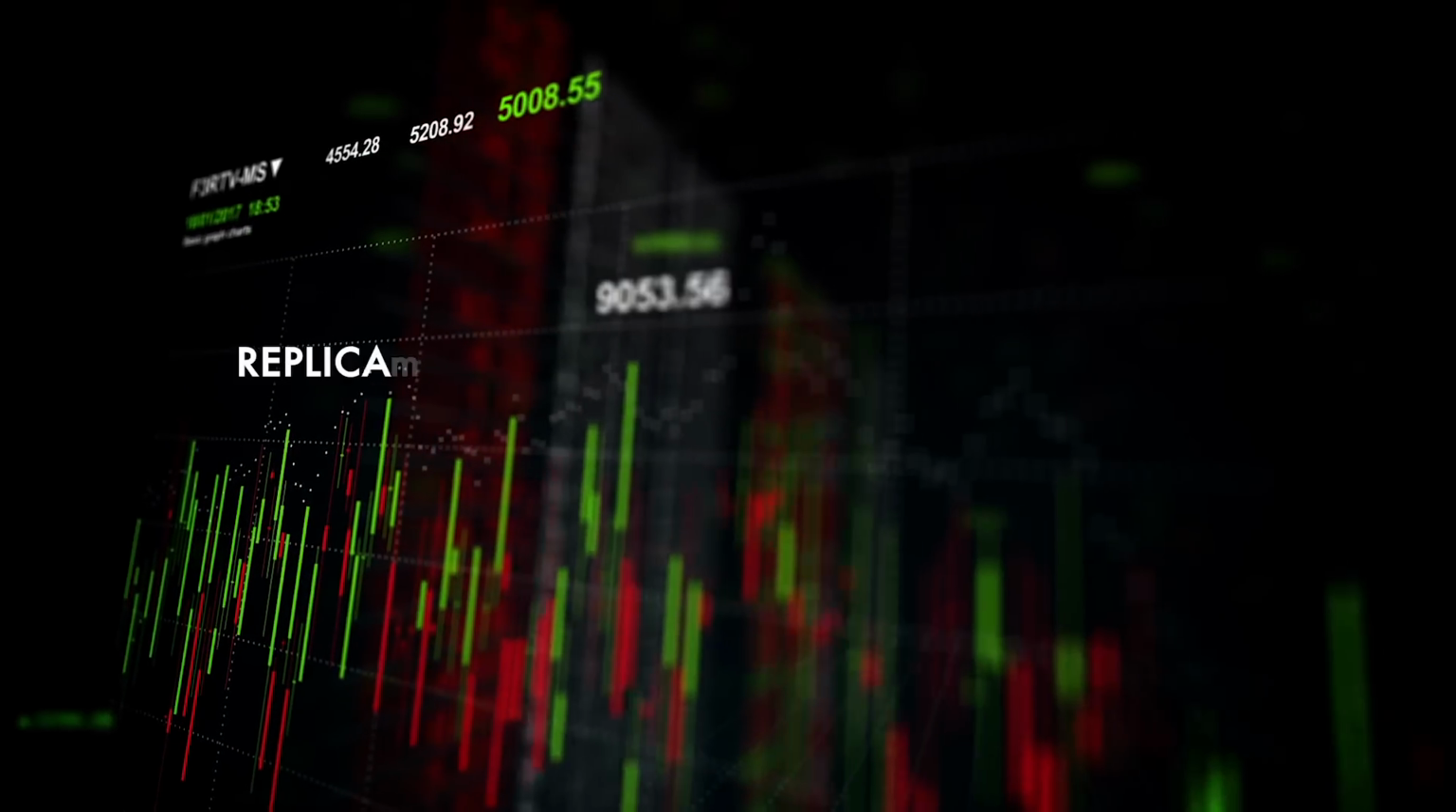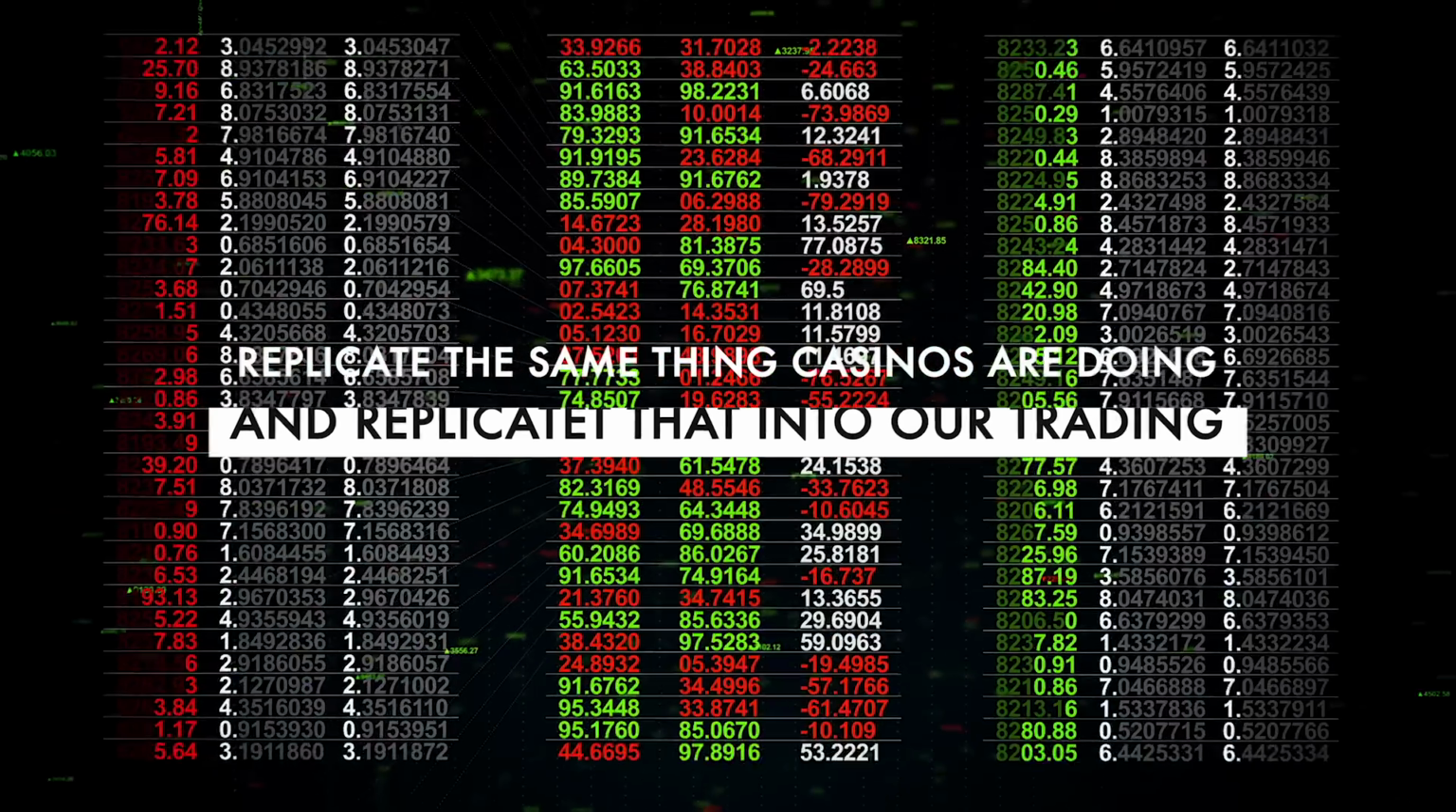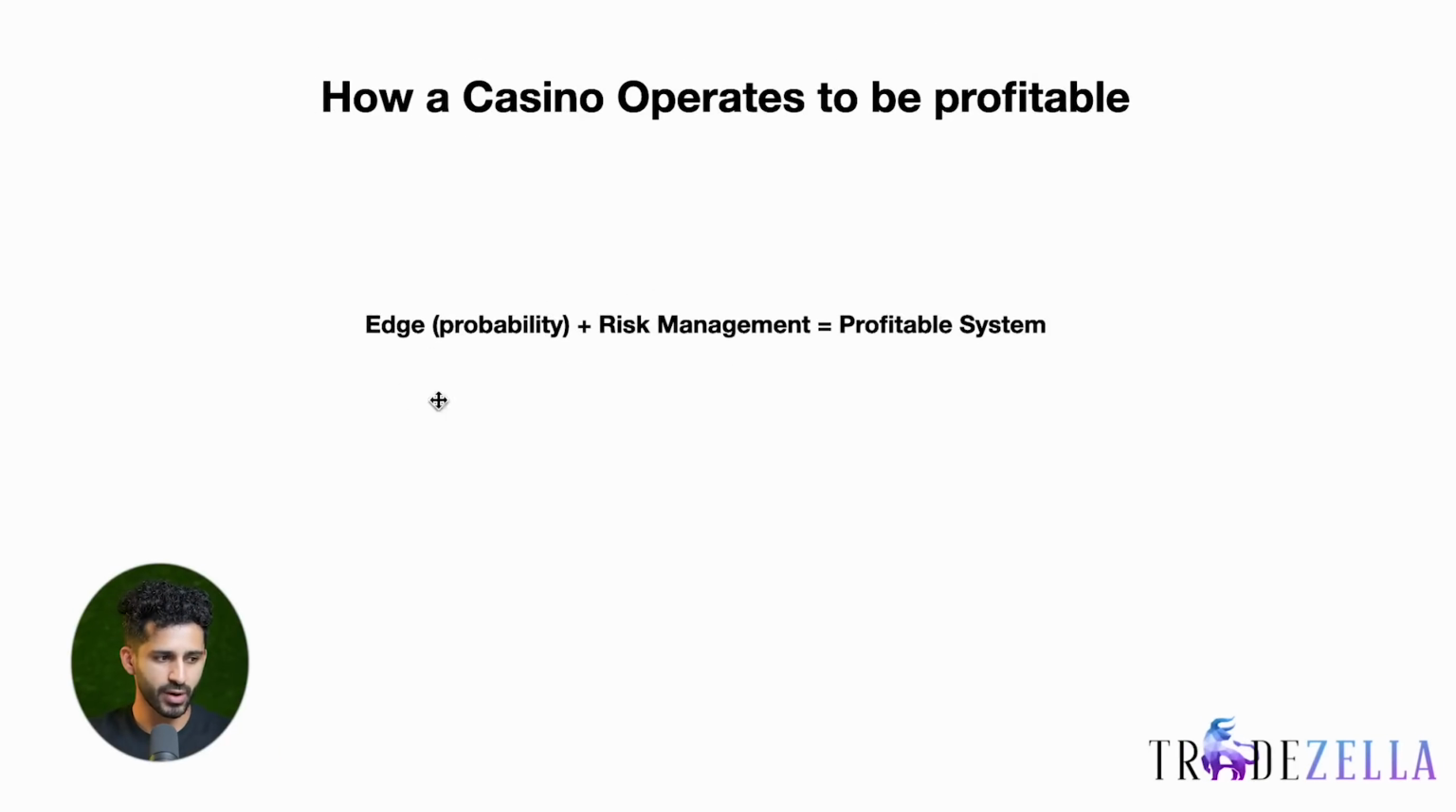And as I mentioned, our job as traders is to replicate the same thing casinos are doing into our trading. So with that being said, let's first dive into how casinos operate, and then I will break down how we can take the same framework in our own trading and duplicate that. This is how a casino operates.